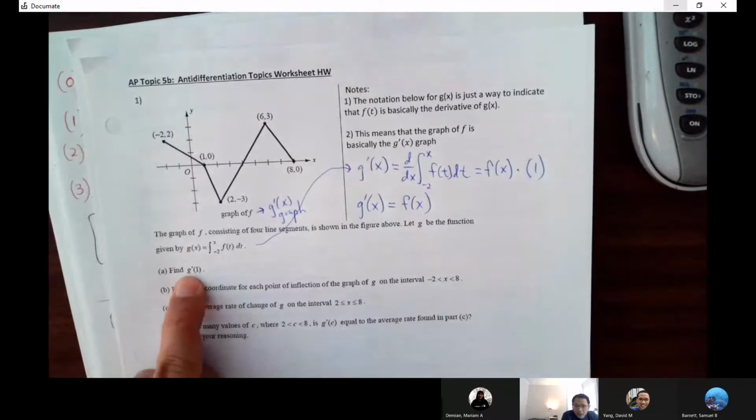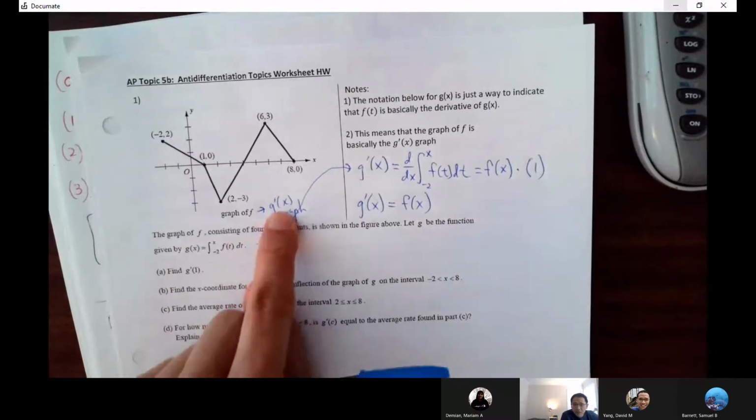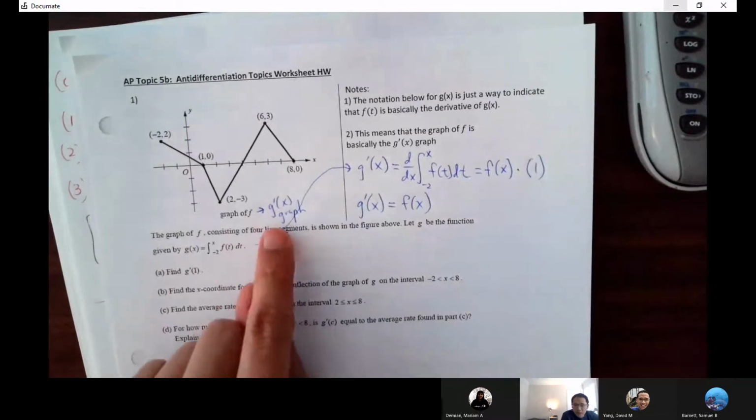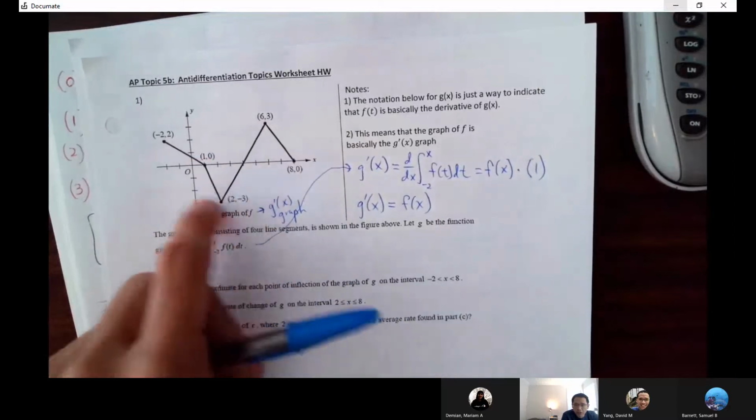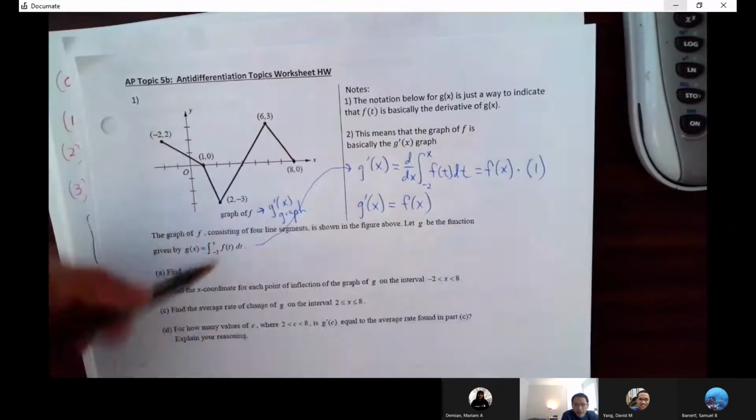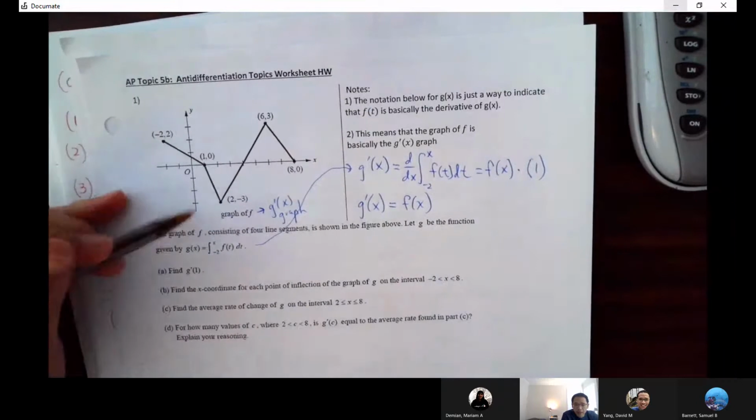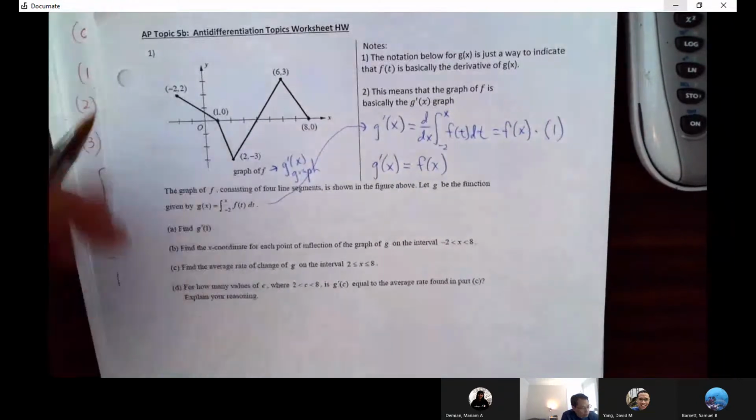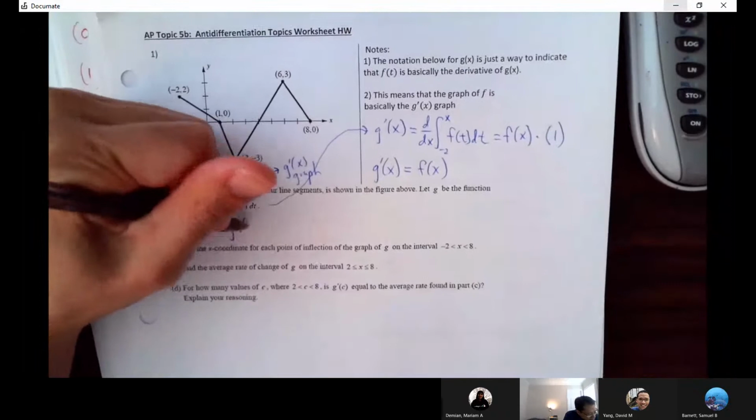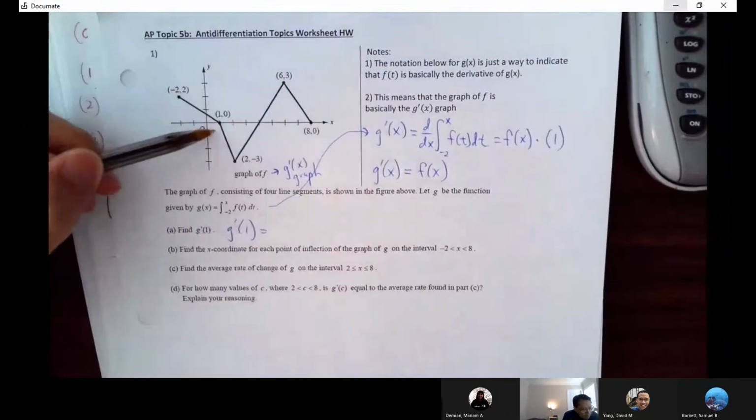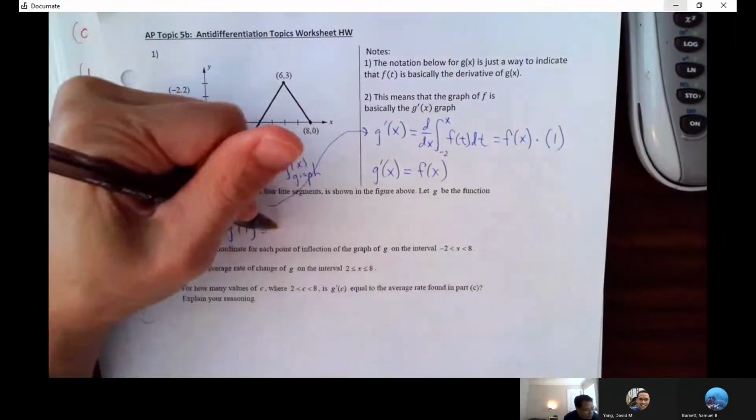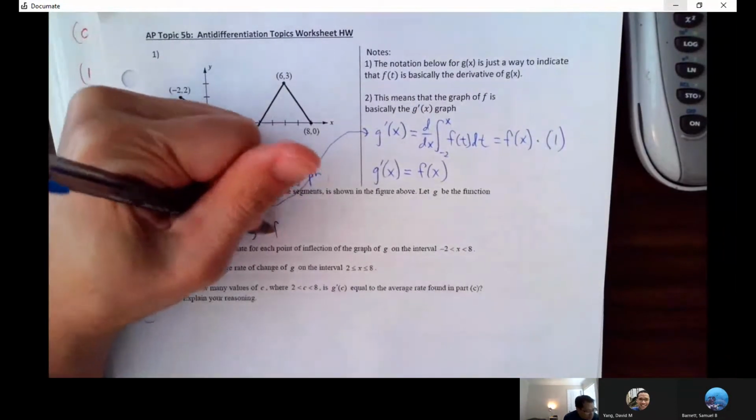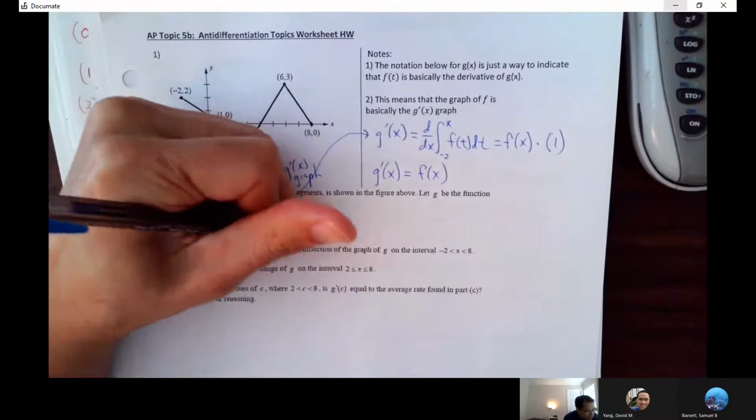Part A says find g prime of 1. Well, if this is the g prime graph, then I can find g prime of 1 just by entering 1 into my ordered pair, right? If this is my g prime, then I just need to find the ordered pair where this is. So g prime of 1. We see that the y value on this g prime graph is 0. So g prime of 1 is the same thing as f of 1, which is 0.